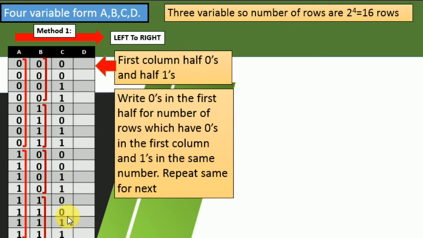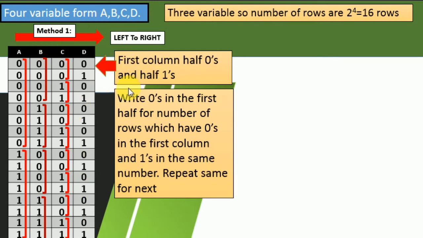Next, start with these 2: 0 1. That means 0 1. For next two, 0 1. For these two, 0 1. For these two, 0 1. Next again 0 1, 0 1, 0 1 and 0 1. This is the method of 4 variable form.